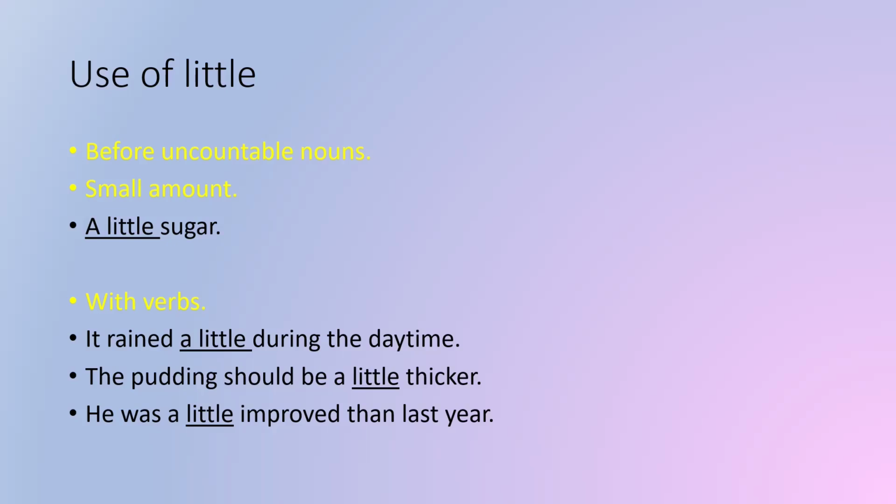The other point is we can use little or a little with verbs. It rained a little during the daytime. The pudding should be a little thicker. He was a little improved than last year. Now here you can see I have used a little or little with verbs. By looking at the examples, you can make more sentences by using little or a little.